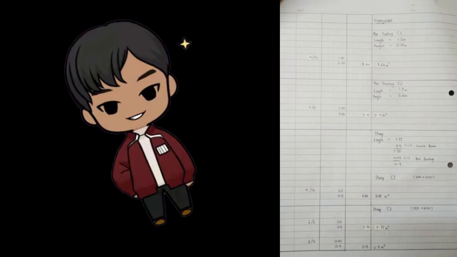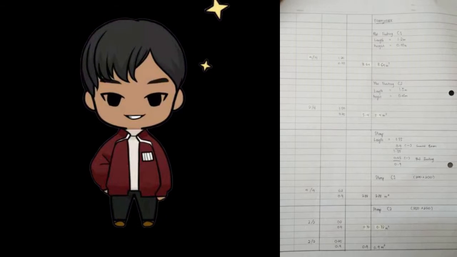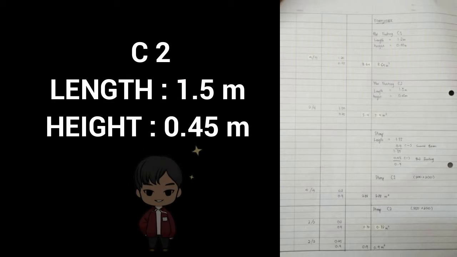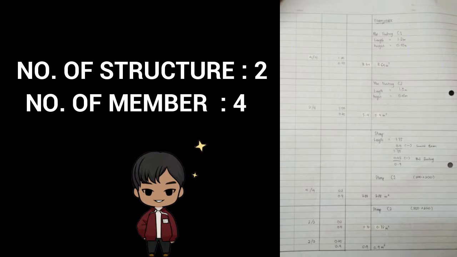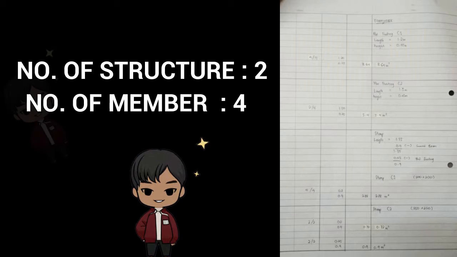And we continue with the C2 pad footing. Also we get the information from the table above based on the question. The length is 1.5 meter and the height will be 0.45 meter. And for C2, we only have two number of structure and consists of 4 member. So for the calculation, we times with the length and also the height, and we get the answer.